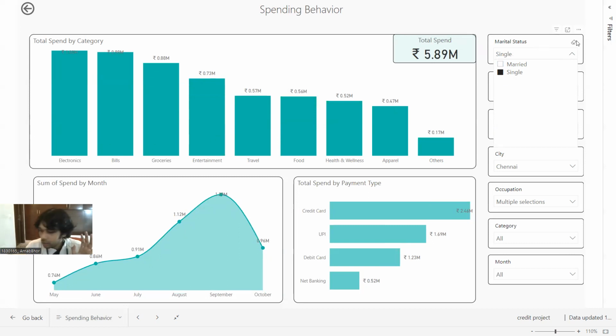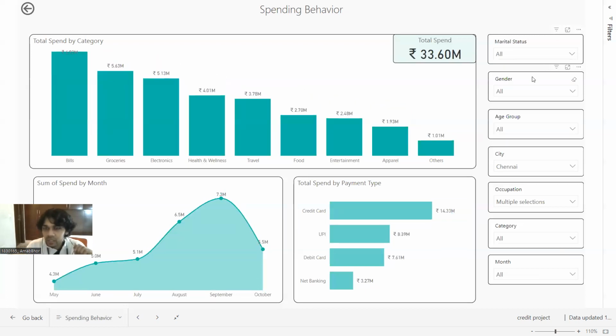So, in terms of insights, you can say that bills and groceries are always in the top three, and even electronics. Although the sequence has changed here, more or less people value these three the most. That's our first insight, or spending pattern insight.